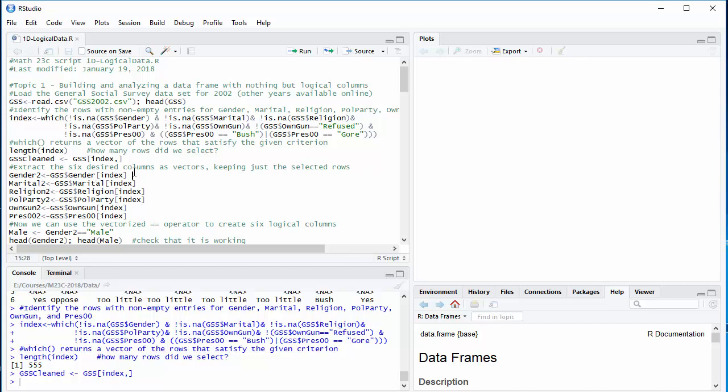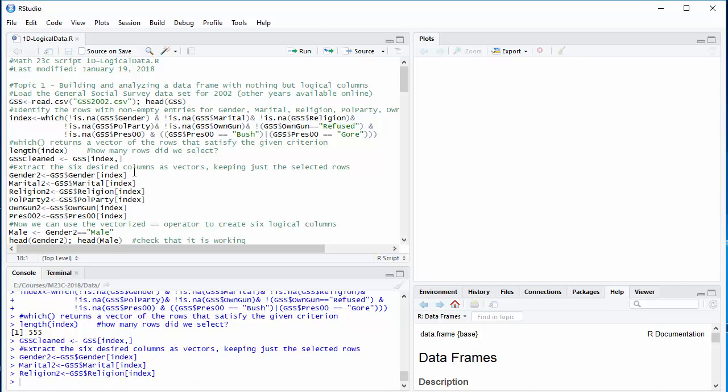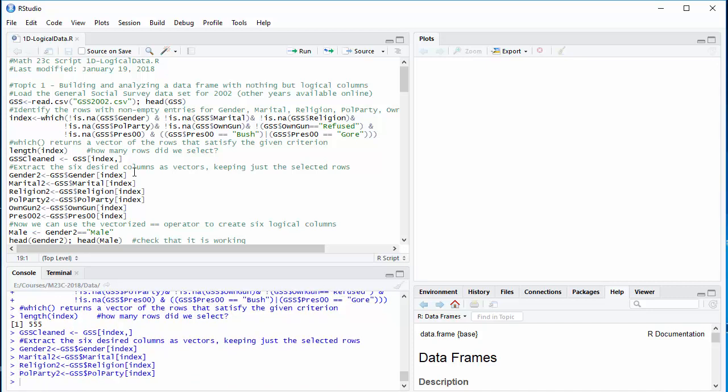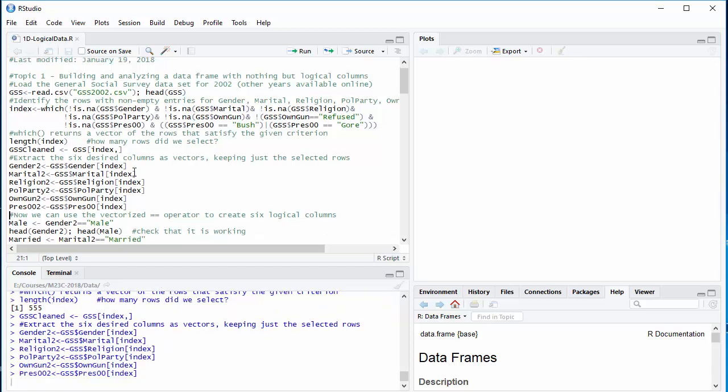Okay, I'd like to get just 6 of the many columns out of this database, so I will store the gender column, the marital column, the religion column, the political party column, the do you own a gun column, and who did you vote for president column. And notice I specified index as a subscript for these. Index is a vector. This automatically extracted all 555 rows. So we now have 6 vectors, each with 555 components.